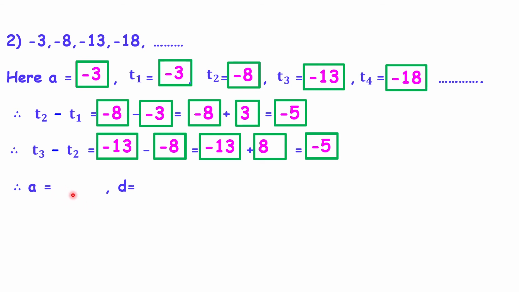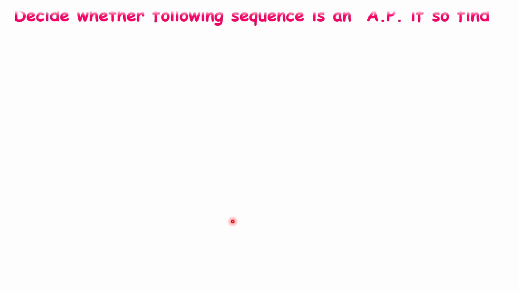Therefore here a is nothing but the first term. Which is the first term? Here negative 3. And which is the common difference? Negative 5. Such a type of example is asked in the second question.